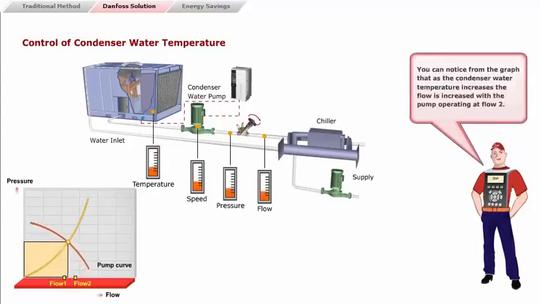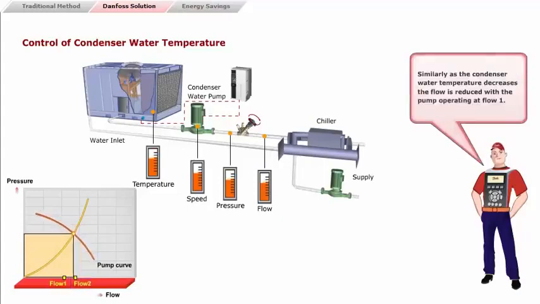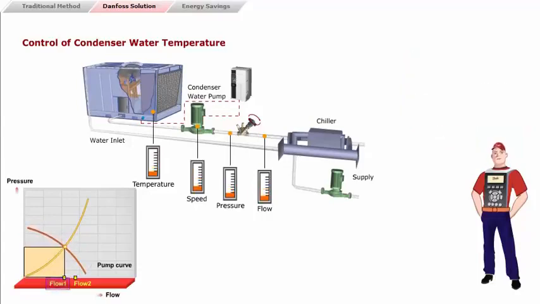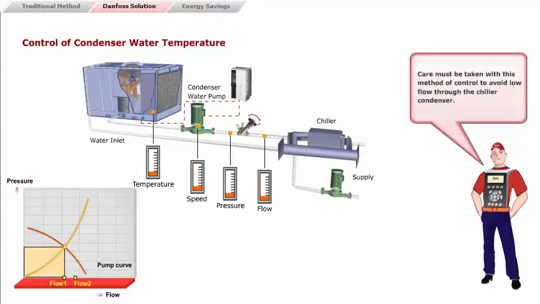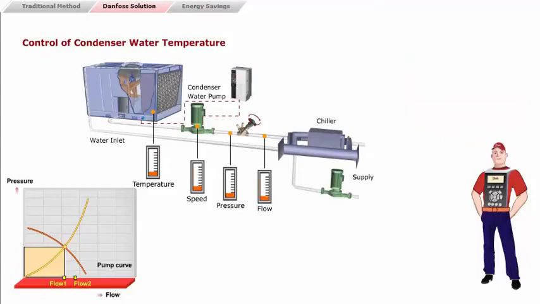You can notice from the graph that as the condenser water temperature increases, the flow is increased with the pump operating at flow 2. Similarly, as the condenser water temperature decreases, the flow is reduced with the pump operating at flow 1. Care must be taken with this method of control to avoid low flow through the chiller condenser. This can typically be achieved by using the minimum speed setting of the VLT/HVAC drive to control pump flow.